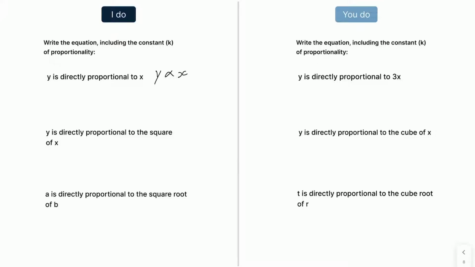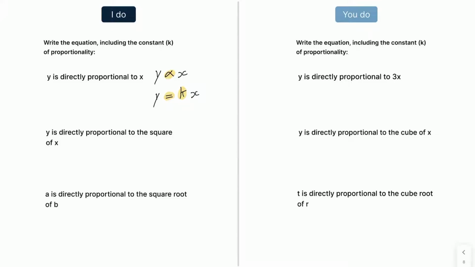And since the question asked us to write an equation, which has an equal sign, we can write this as an equation by replacing the proportionality sign with an equals and introducing a constant k for proportionality. So all we've done here is we've replaced the proportionality sign with an equal sign and a k. Okay, so the k is the constant of proportionality.